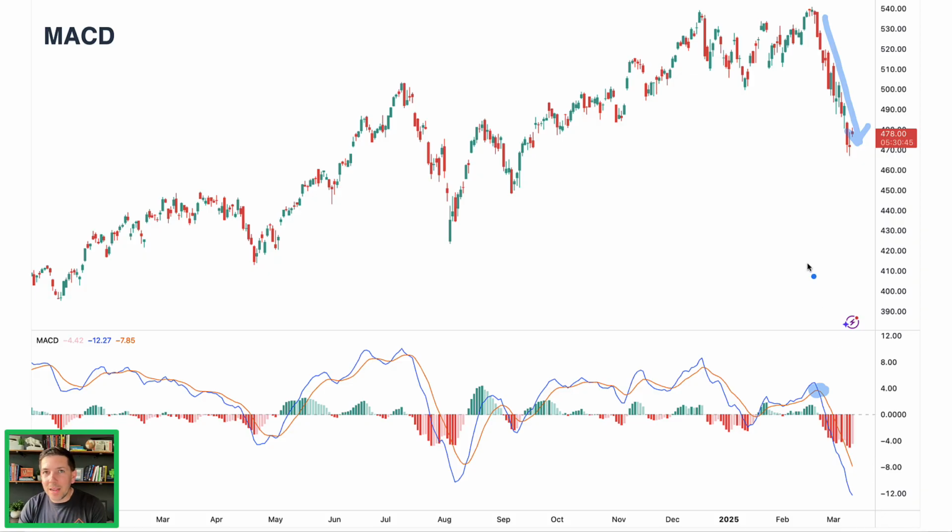If you don't have any positions at all, maybe you wait for some better signals. You wait a couple of days. Maybe if we get that actual buy signal, you start going into some bullish positions.